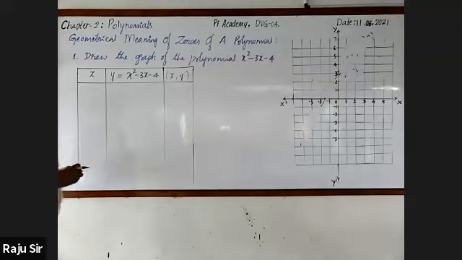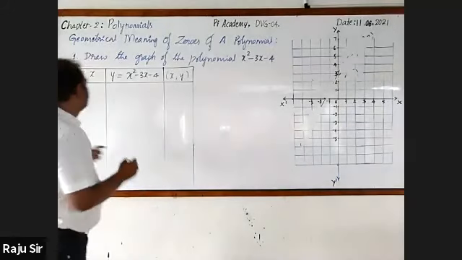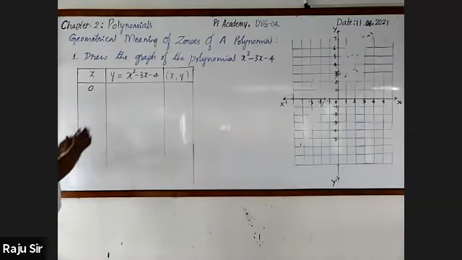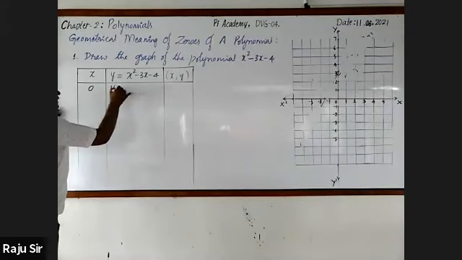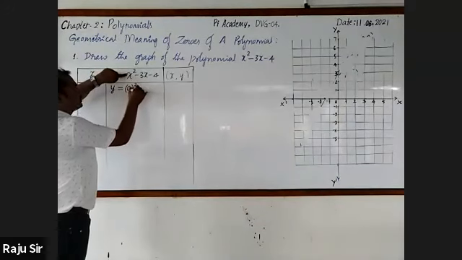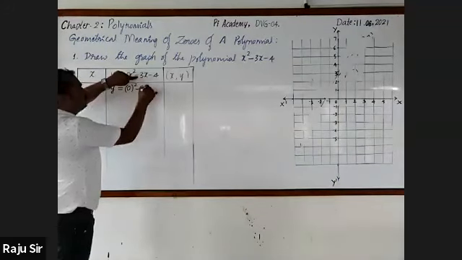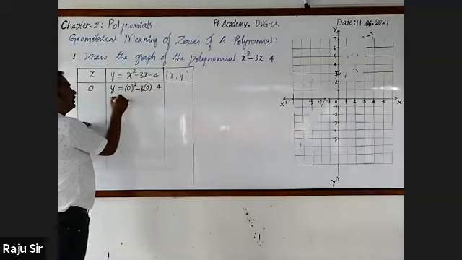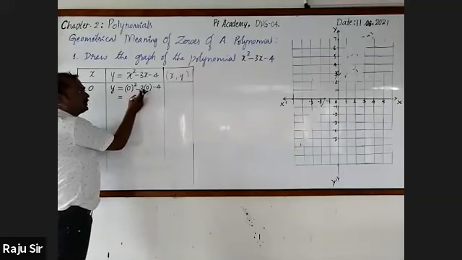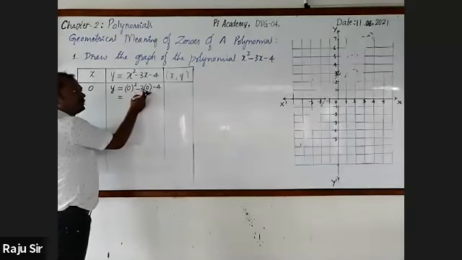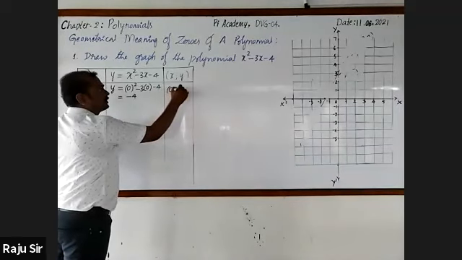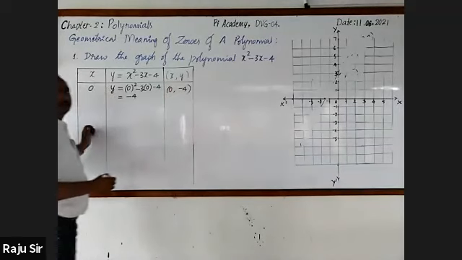Choose the values for x. I take 0 in place of x. Then y is equal to, write 0 in place of x: 0 whole square minus 3 into 0 minus 4. 0 whole square is 0. Minus 3 into 0 is 0. 0 minus 0 is 0. 0 minus 4 is minus 4. It is 0 comma minus 4.